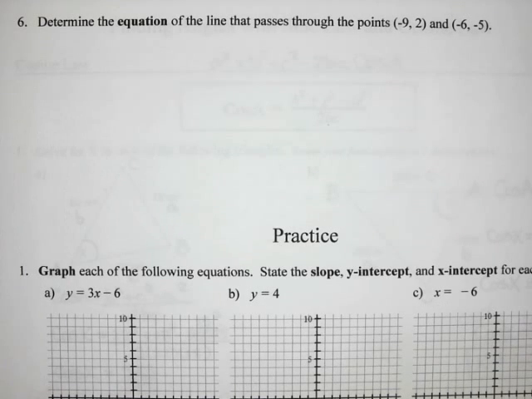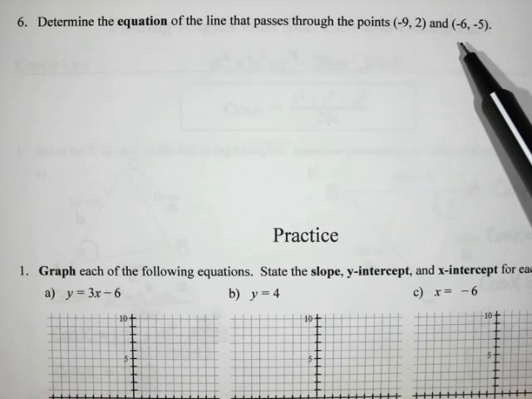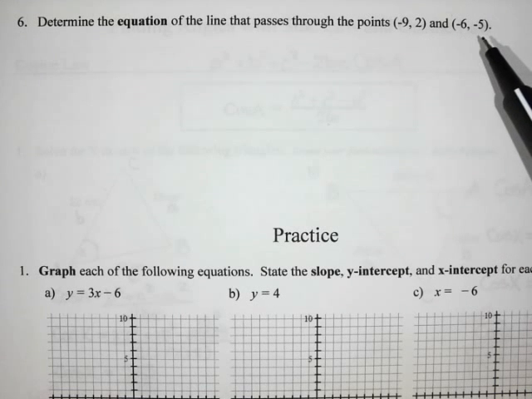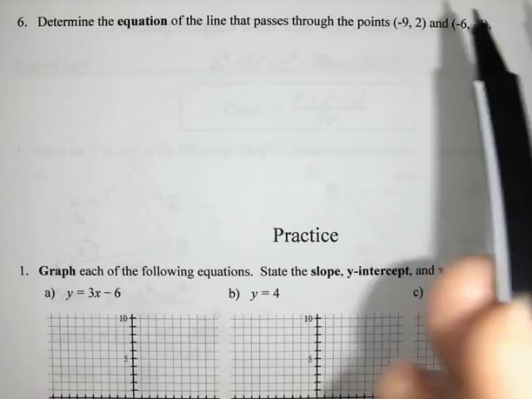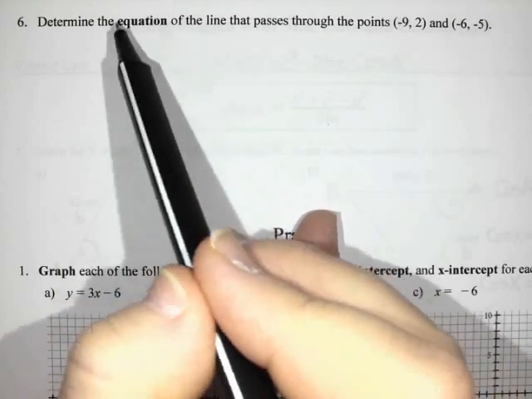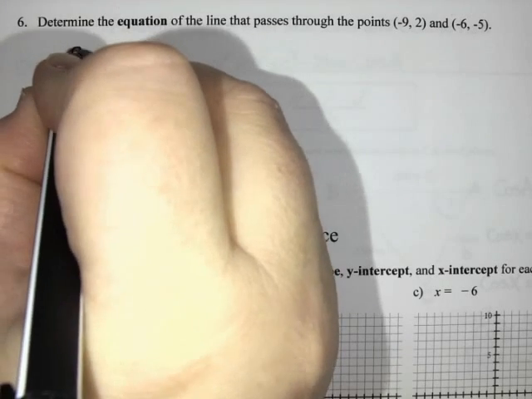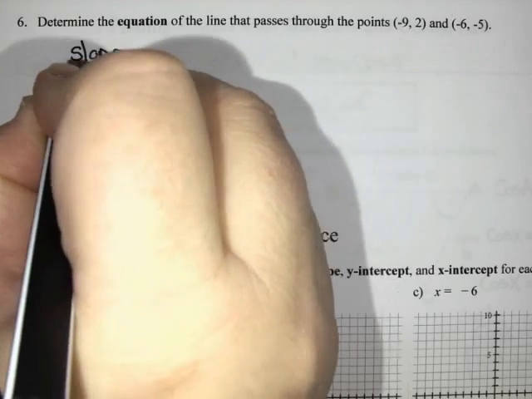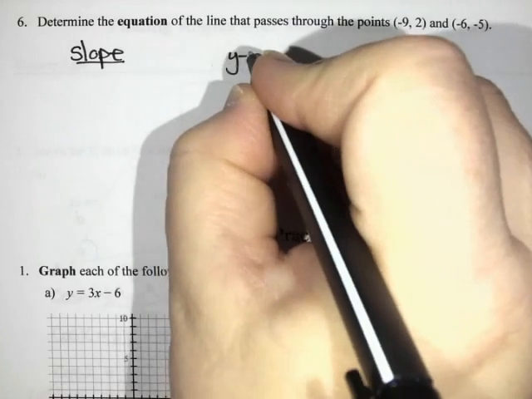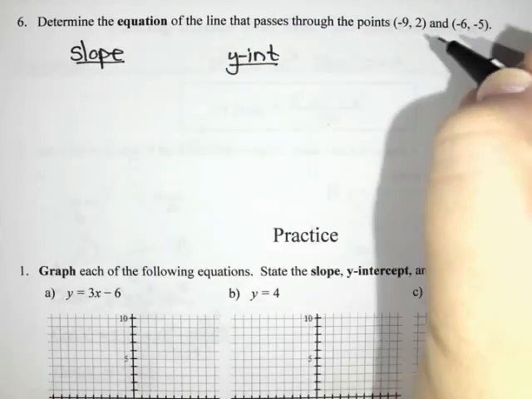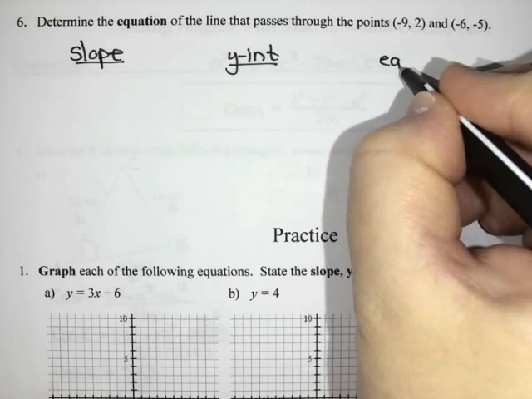Our last question says determine the equation of a line that passes through the points (-9, 2) and (-6, -5). So I do notice we are finding an equation, and anytime we are finding an equation, I need slope, I need y-intercept, and then we're going to take those two things and make an equation out of them.